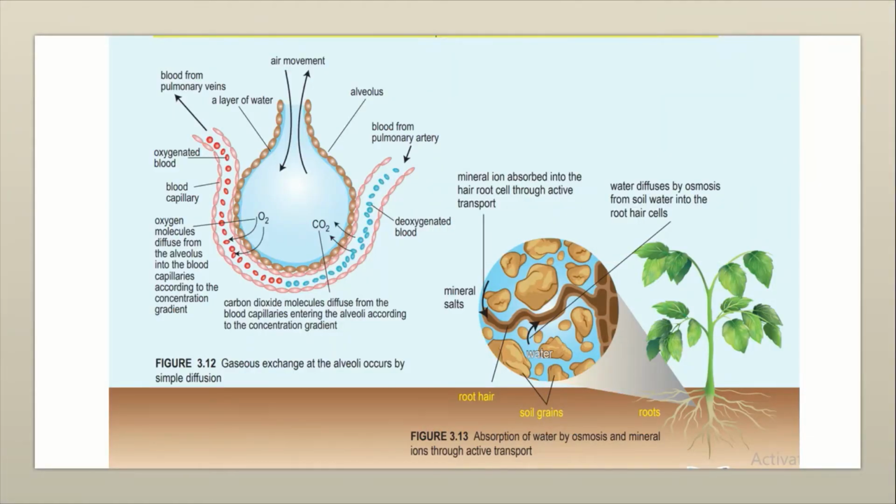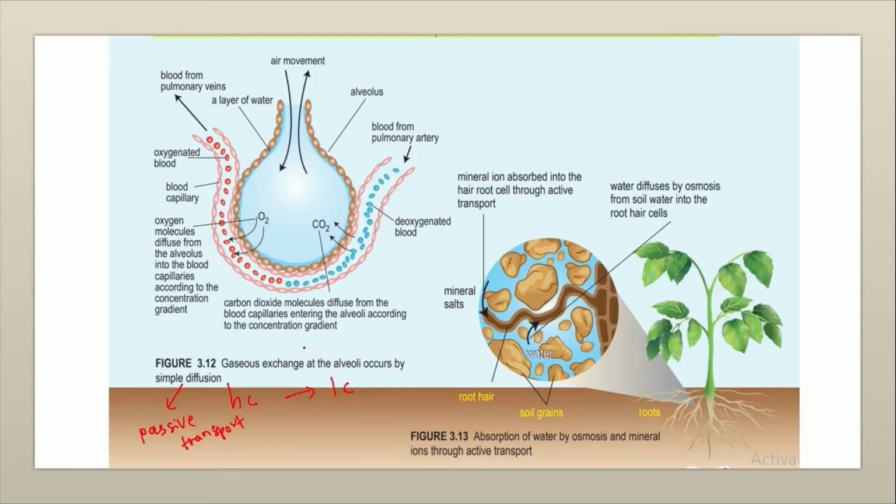Okay, let's see figure 3.12. Figure 3.12 shows a gaseous exchange at the alveoli occurs by simple diffusion. We have learned that simple diffusion is the movement of molecule or ion from high concentration to low concentration. And simple diffusion is an example of passive transport. Okay, so let's see how gases exchange occur at the alveoli.